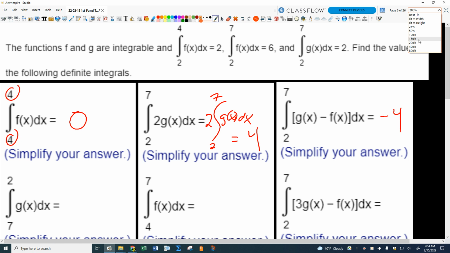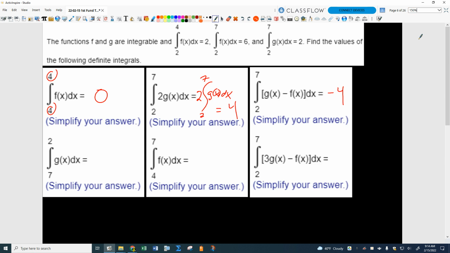Okay. How about this guy? What's that going to be? Negative 2. Okay. We're just taking these limits of integration and reversing them, so it changes the sign of the area.